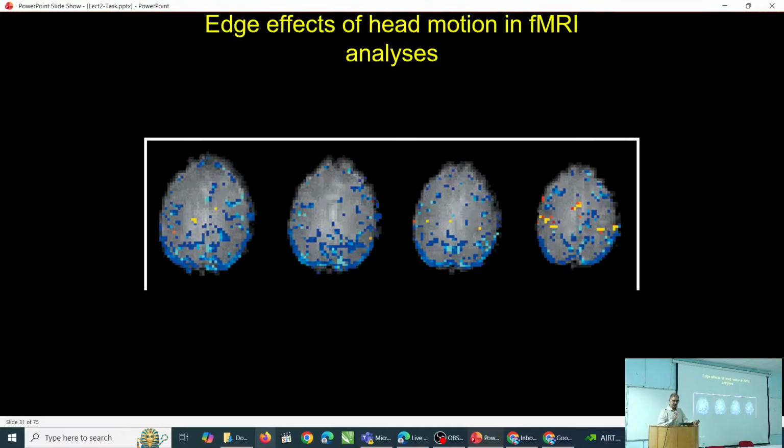In terms of head motion, maybe the final thing I would like to say is that in your analysis, if there is an edge effect, then be very careful. Then most likely the subject has moved. Maybe you can still identify it, correct for it, and so on, but most likely the subject has moved.